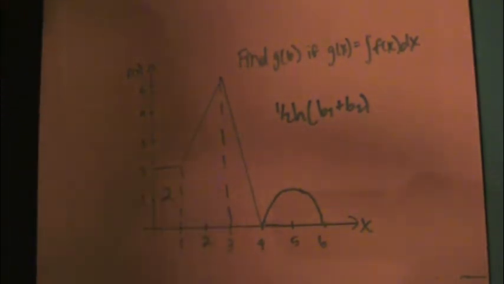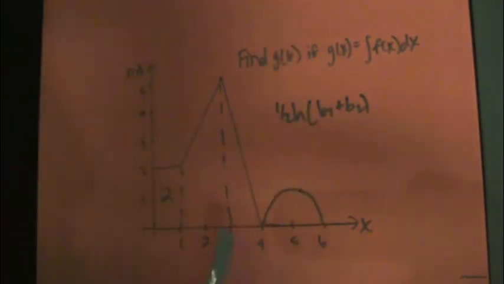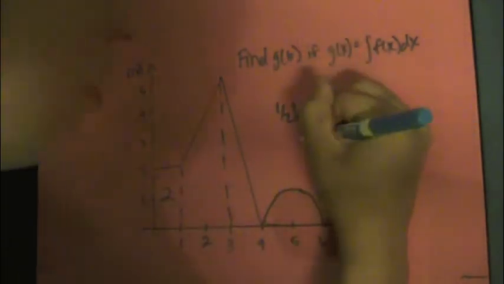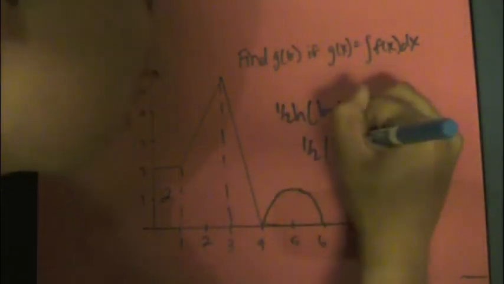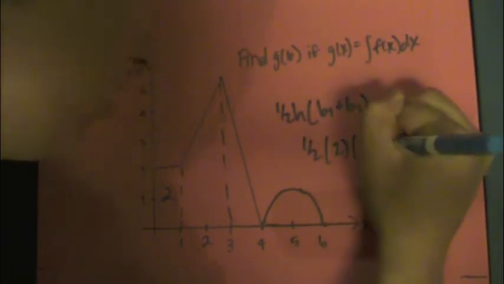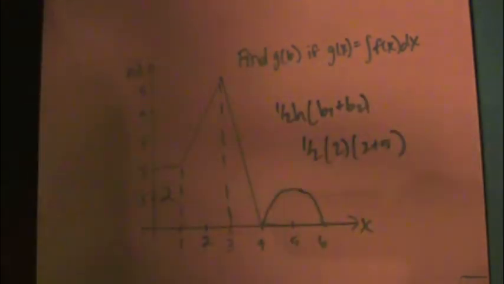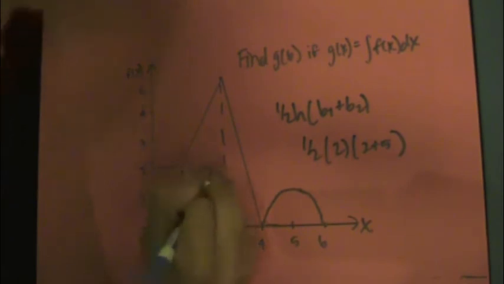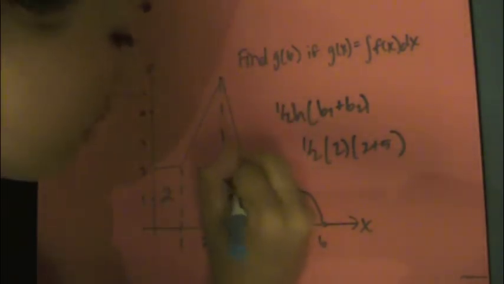The area of a trapezoid is 1/2 (b1 plus b2) times height. So the base is just 2, and then b1 is 2, and b2 is 5. So that's just 1/2 times 2 times (2 plus 5). So it ends up just being 7. Then the triangle is 1/2 base times height. The base is 1, the height is 5, so 5 times 1/2 is just 5 halves.